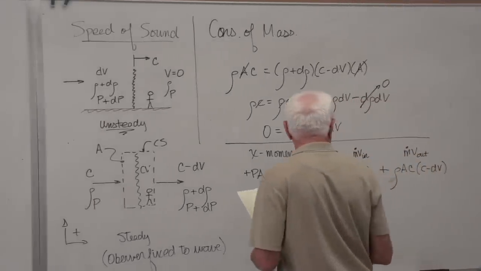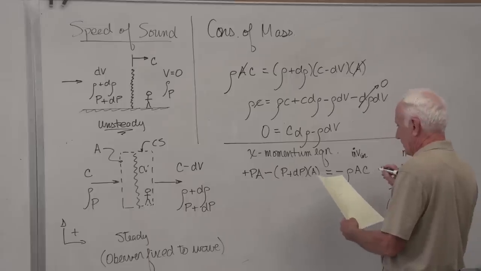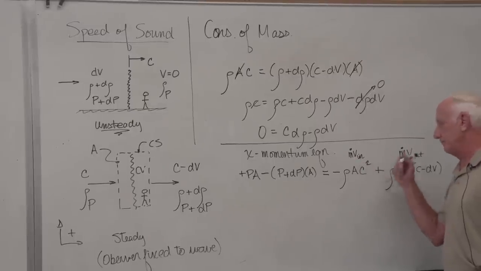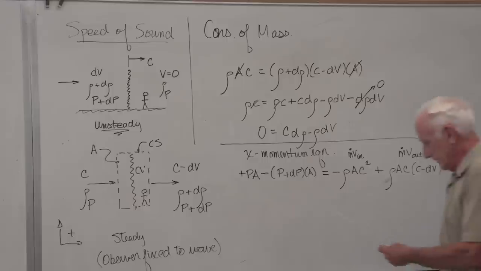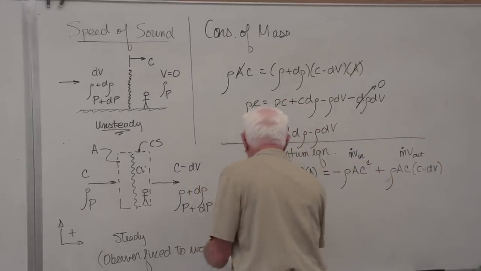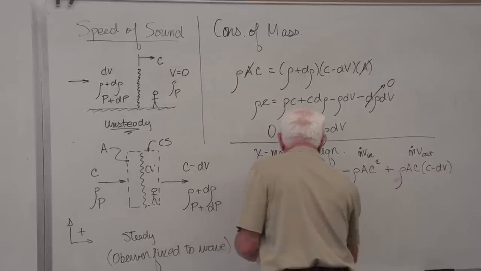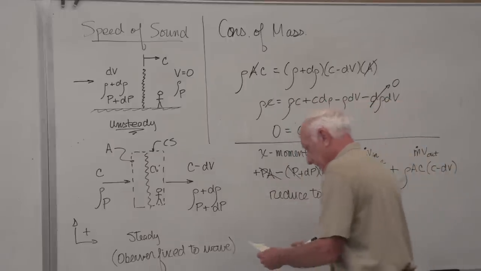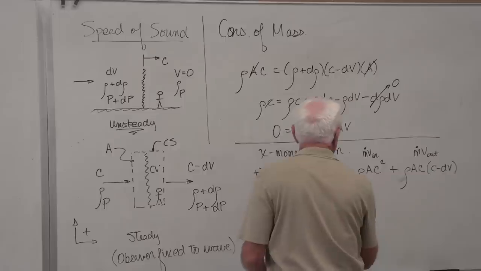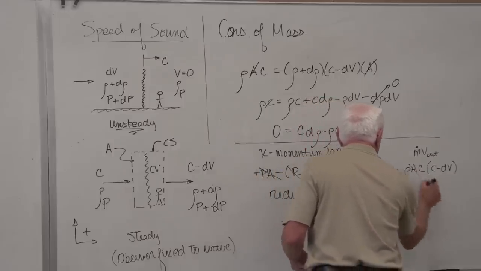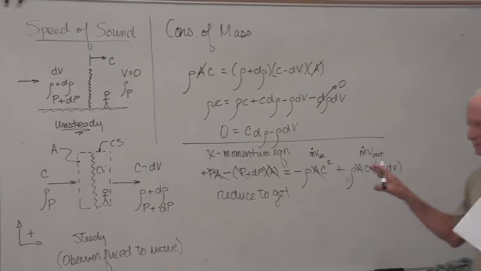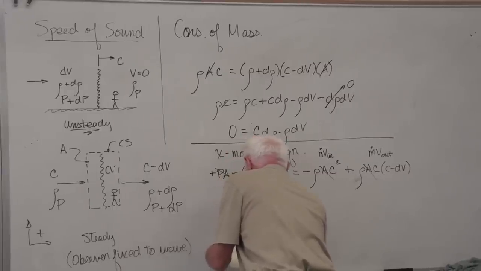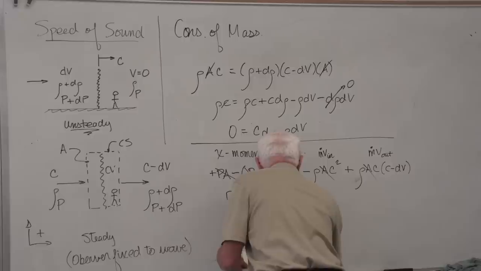Obviously, some things are going to cancel out. M dot is rho A C times the velocity C, so it's squared. Okay, so we reduce this down. Here's a PA, there's a PA, they cancel out. Area cancels out of all three terms. This simplifies in about two lines to get dP equals rho C dV.